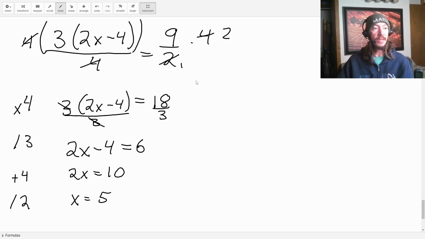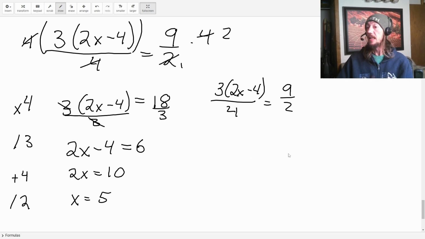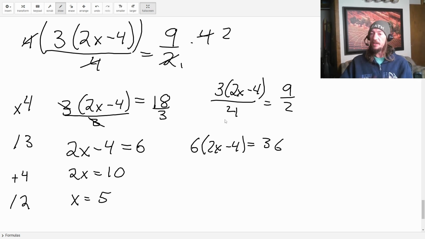Starting with the same beginning, 3 times 2x minus 4 over 4 equals 9 over 2. Let's do the cross multiply trick. So I want this numerator times this denominator. That's 2 times 3 is 6 times 2x minus 4. And then multiply these together. 4 times 9, 36. So our numbers are a little bigger this way, but not too bad as long as you recognize what's our next step here.